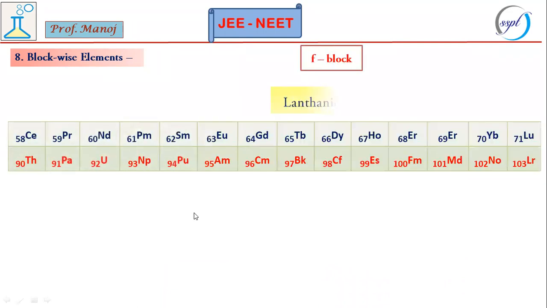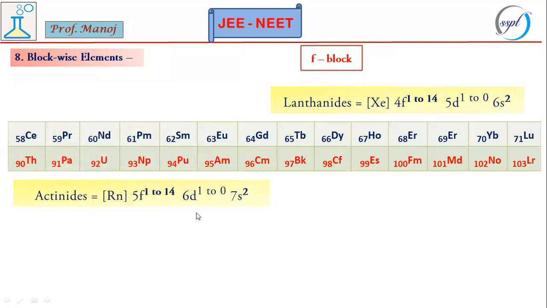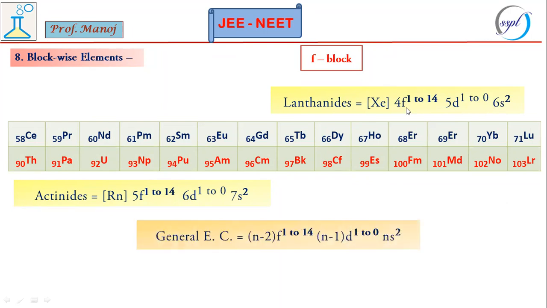Similarly, we have the f-block, where lanthanides and actinides are written. The first row is lanthanides, the later row is actinides. And look at their orbitals: 6s, 5d and 4f. So the general configuration is ns, (n-1)d and (n-2)f.